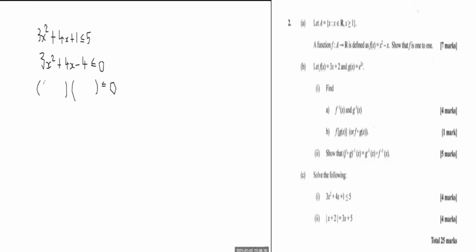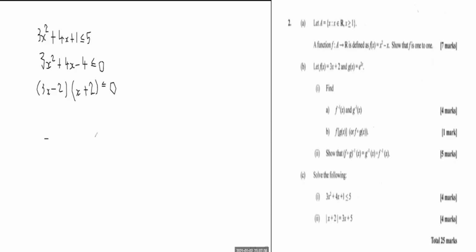For 3x squared, it has to be 3x and x. Signs are different. The bigger one associated gets the positive. That looks like 2 here and 2 here. The plus goes here and the minus goes here. Let's check it out. 3x times x is 3x squared. 6x minus 2x is 4x, so we're fine. So you have 3x minus 2 and x plus 2.